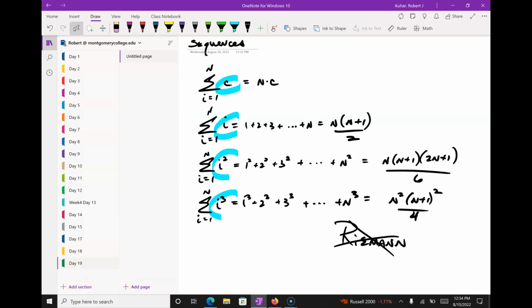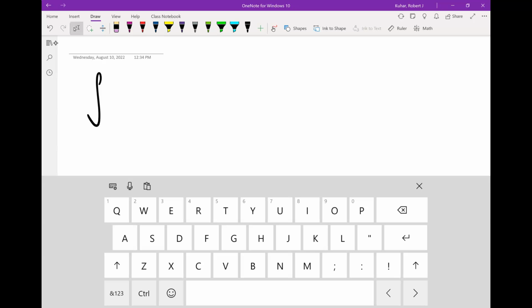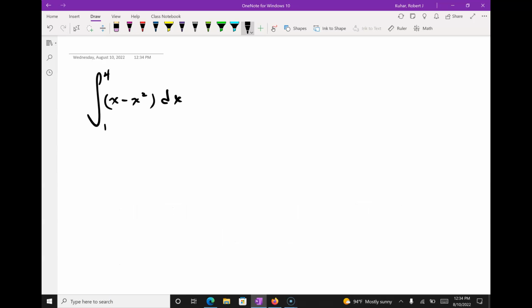Here's our first problem today. We want to find the integral, let's say from 1 to 4 of, let's say, x minus x squared. And we're going to do this two ways on the test. We're going to do it first with the definite integral. So I actually want you to find the area here, right? And then with the Riemann sums, with these sequences.